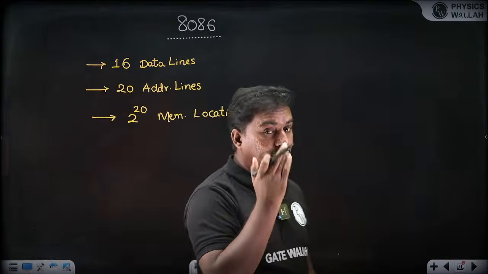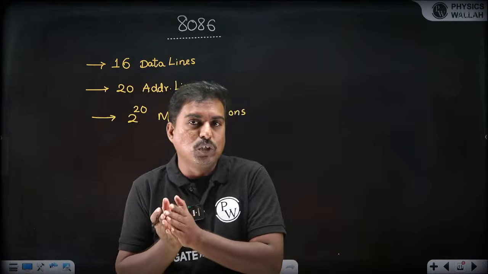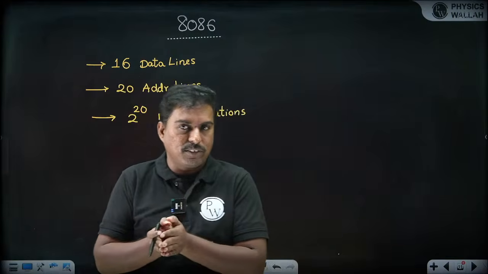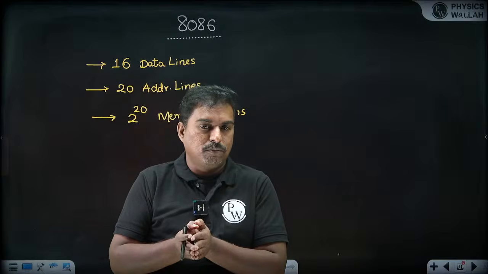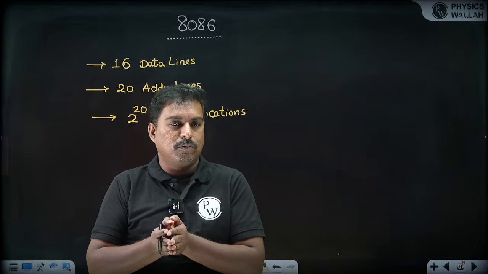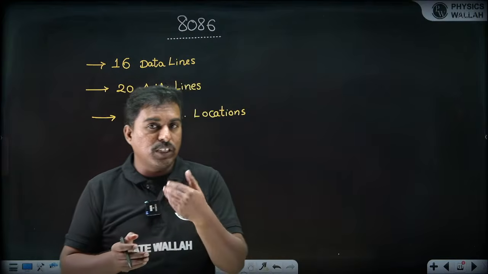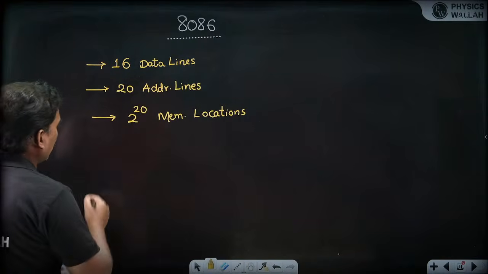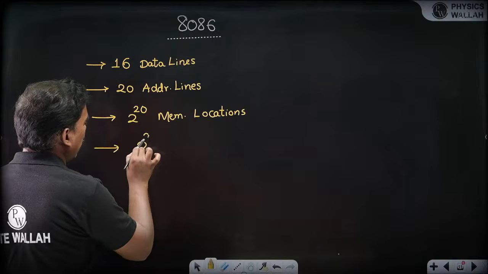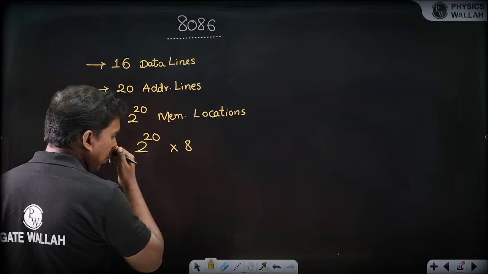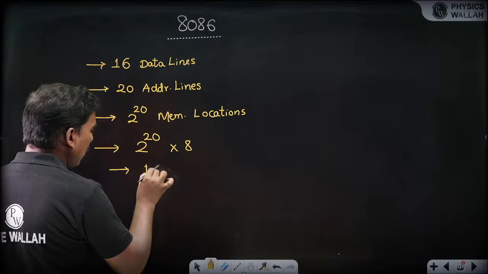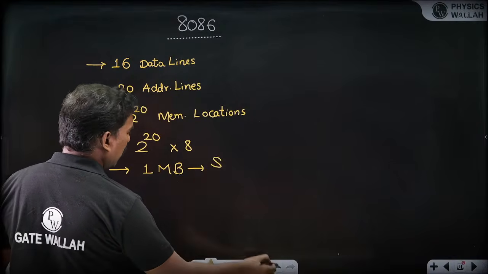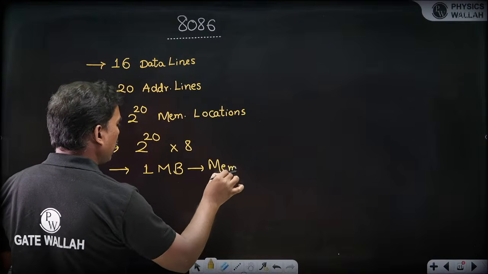Comparatively, 8086 has some extra features. 8085 has only 8 data lines and 16 address lines, whereas 8086 has 16 data lines and 20 address lines. 20 address lines means 2 power 20 memory locations. One memory location can store 1 byte of data, so that becomes 1 megabyte of memory space.